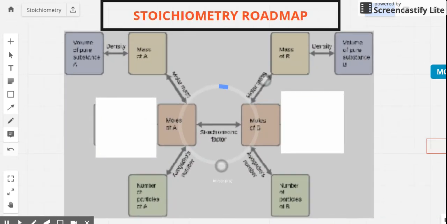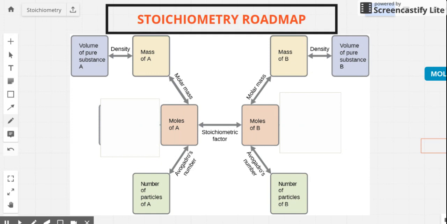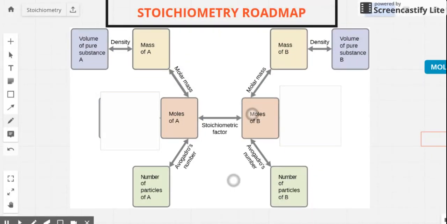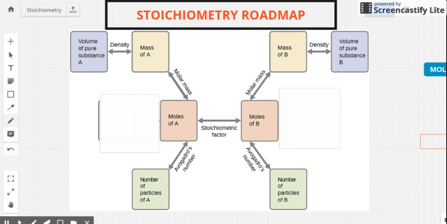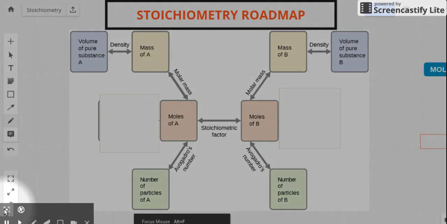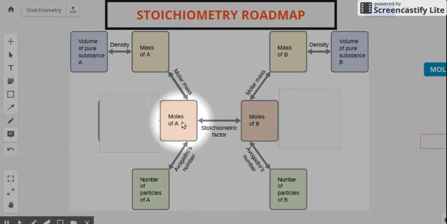So let me just end by giving you the roadmap for stoichiometry. What do you mean by roadmap? This will give you an idea of what we will do every time we are asked to calculate some stoichiometric problems. So we always begin with the one at the middle. What does this mean? It means that we always begin with substance A, your substance given. And you will be asked to get substance B, which is your unknown. So A is the given and B is the unknown.